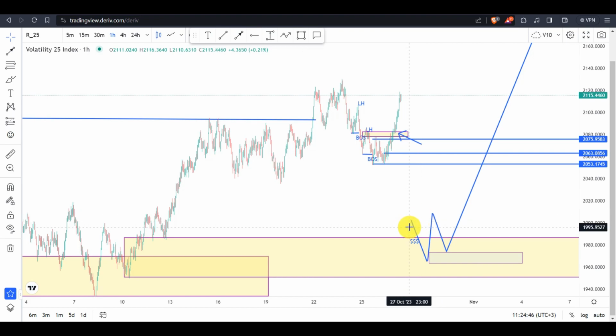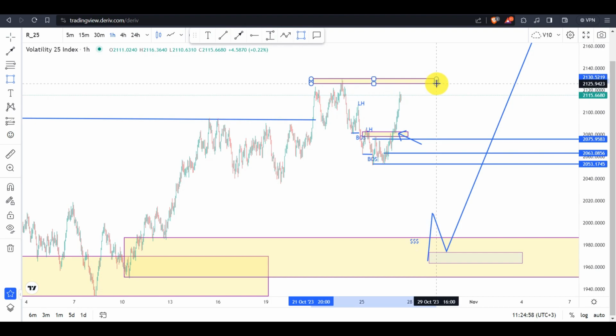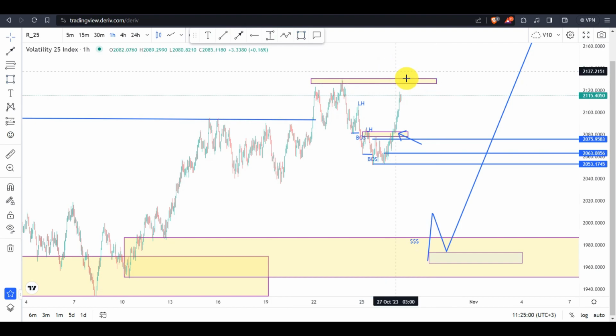Now since we are looking for buy trades on volatility 25 index, you should not forget these areas, these zones right here, because these are the zones where the market may decide to retest before actually continuing to buy, or this may be an actual way of forming a double top pattern before actually selling and coming all the way to this demand zone right here.